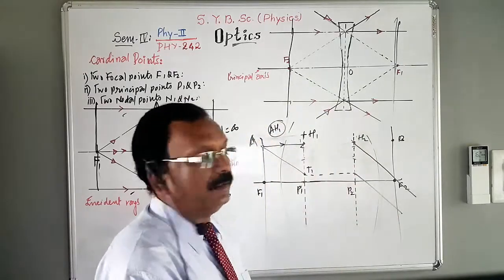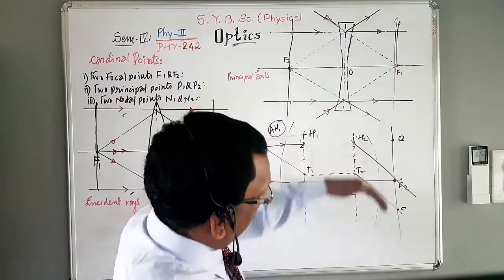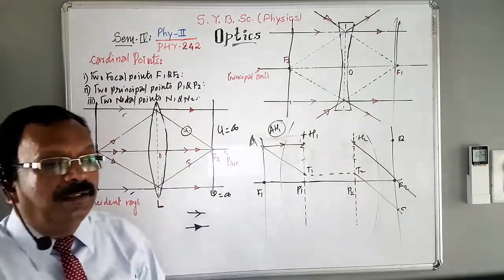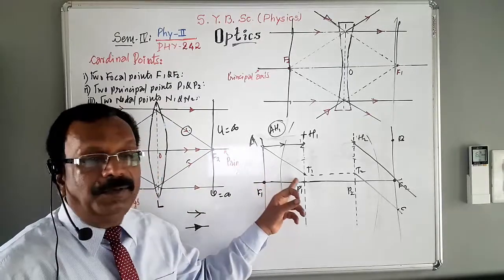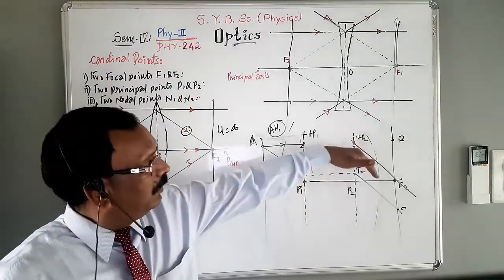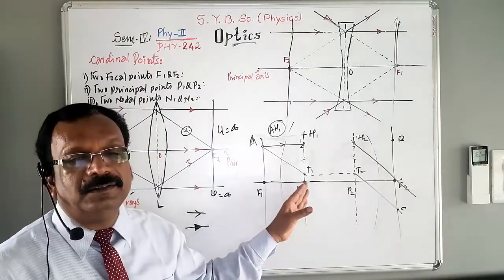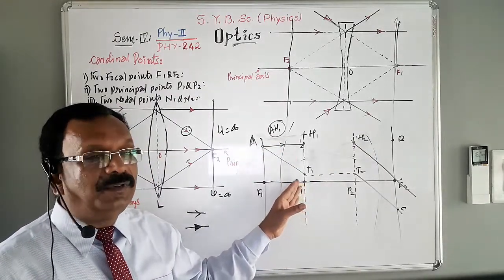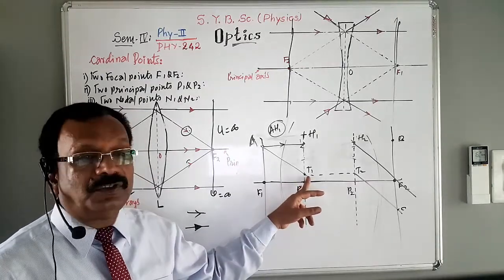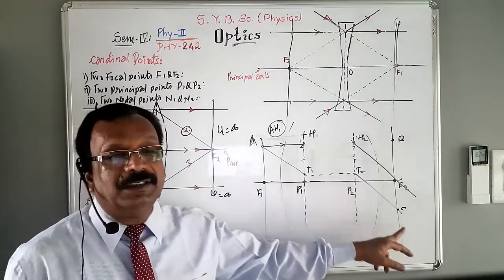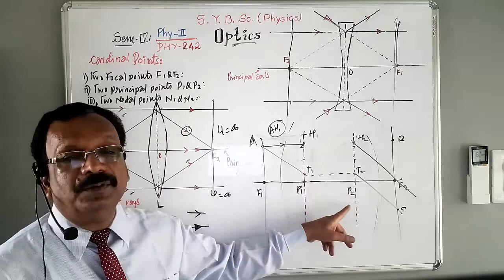Like this. This is another point. See here, this is parallel to this. So hence we can say that as we consider AT1 parallel to H2 F2 and striking the first principal plane H1 P1 at point T1, then its conjugate ray is T2 C such that T1 P1 is equal to T2 P2.